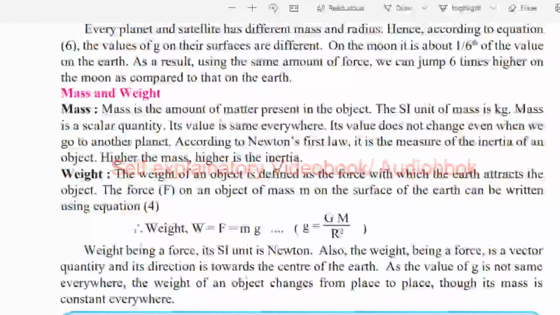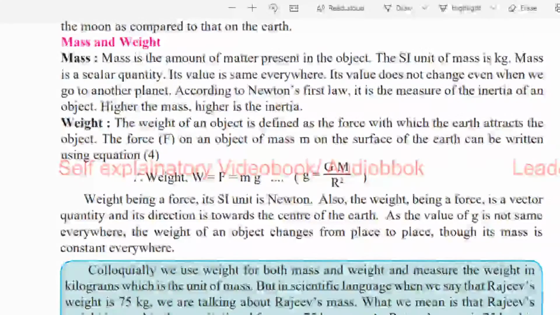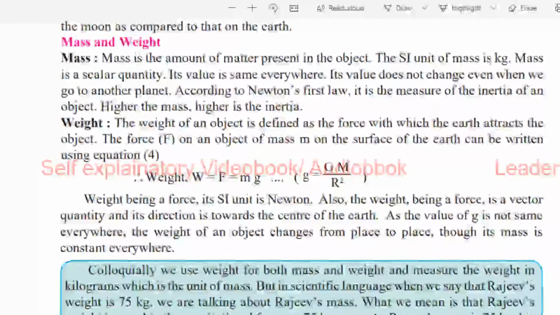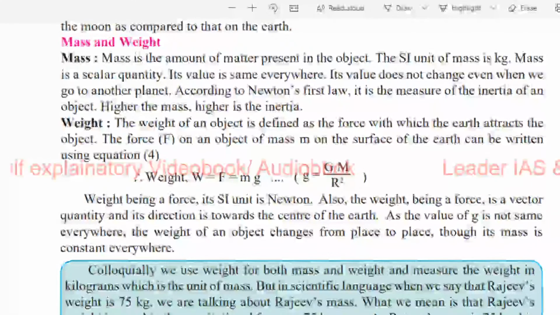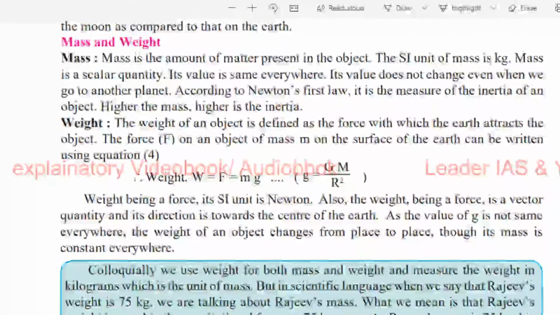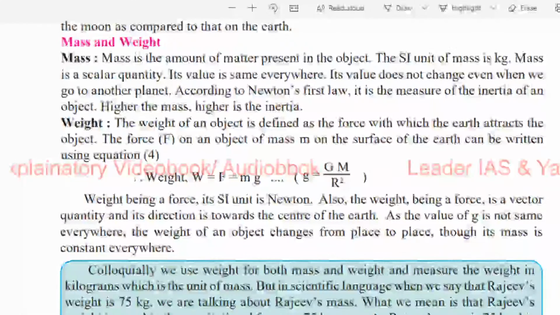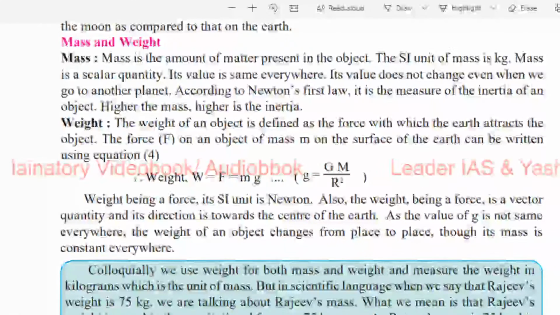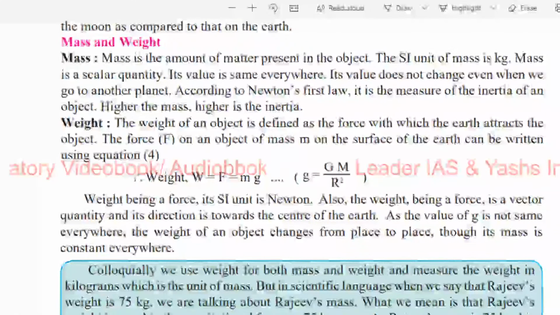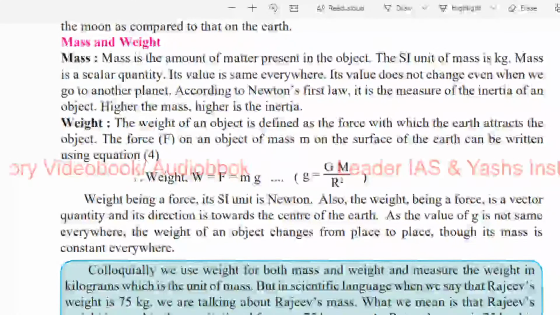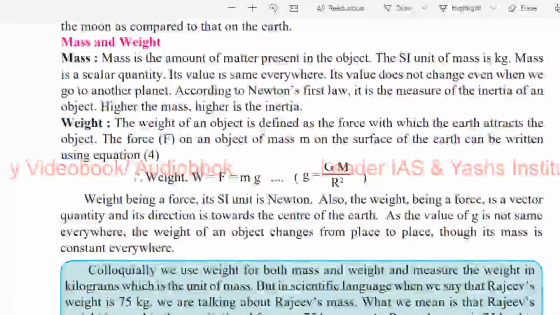Here, small g is equal to capital G capital M upon capital R square. Weight being a force, its SI unit is the Newton. Also, weight being a force is a vector quantity and its direction is towards the center of the Earth. As the value of g is not the same everywhere, the weight of an object changes from place to place. So, its mass is a constant everywhere.